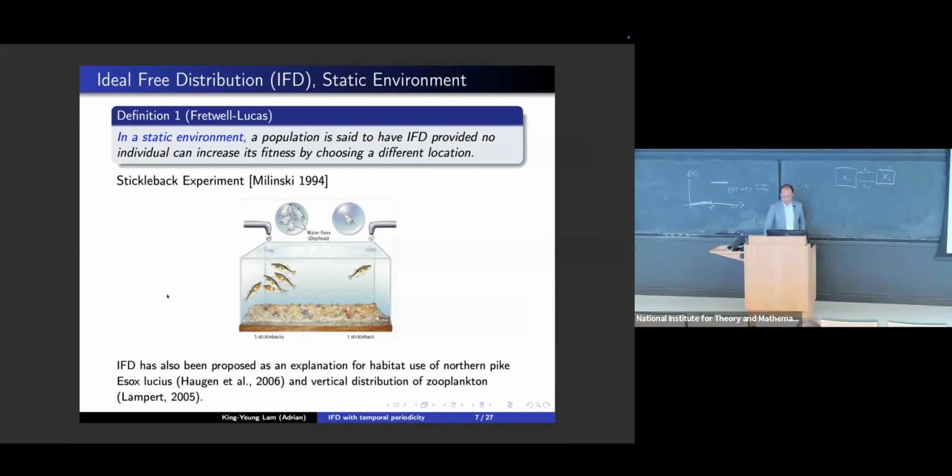So this is actually connected to a concept introduced by Fretwell and Lucas when they studied bird populations. It's a verbal framework called the ideal free distribution, where they define IFD to be a state in which no individual can increase its fitness by choosing a different location. It has some experiments that show in some circumstances IFD can be observed.